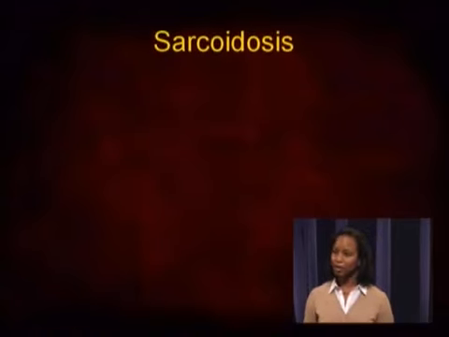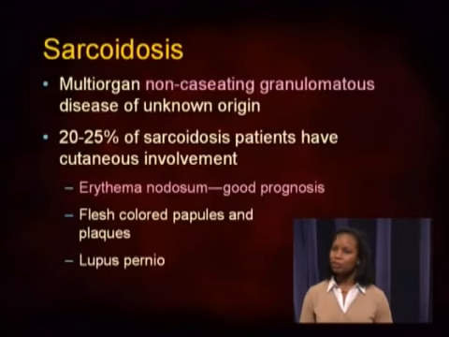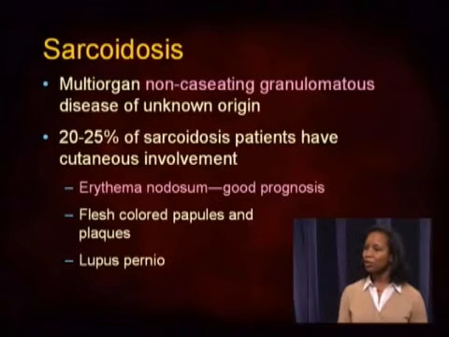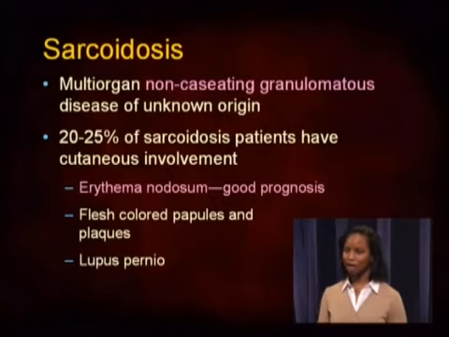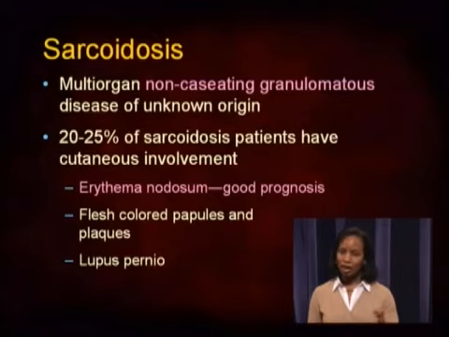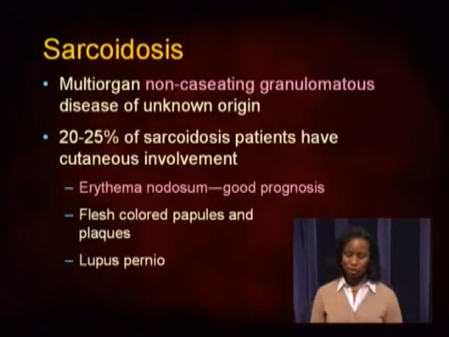Let's talk about sarcoidosis next. Sarcoidosis, which I'm sure you'll be hearing more about as the week goes on, is a multi-organ system disorder where patients develop non-caseating granulomas, so that's an important thing to keep in mind, in all different organ systems, including the skin. The majority of patients do not have any cutaneous involvement, but about a quarter of patients do.